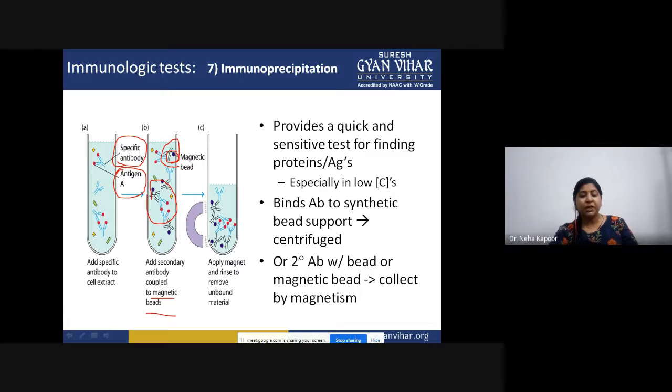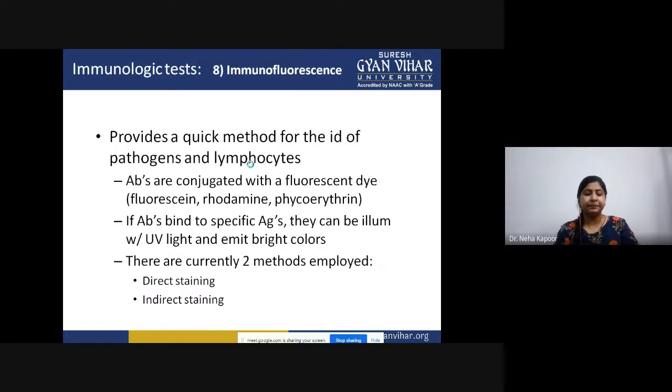Once you apply the magnetic field to the side of this test tube, under the influence of magnetism, this complete magnetic bead coupled with the antibody that is binding with the antigen will move towards one direction, and you can rinse off the rest of the material and collect these complexes. So basically, we are precipitating these antigen-antibody complexes.